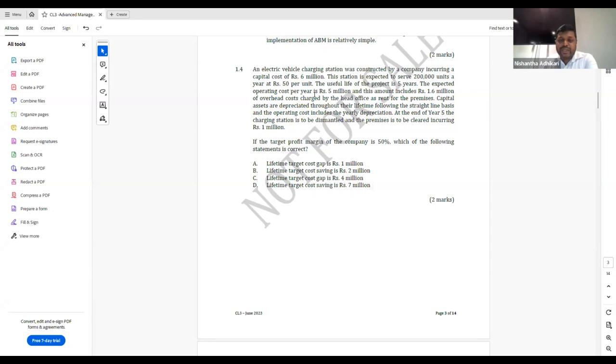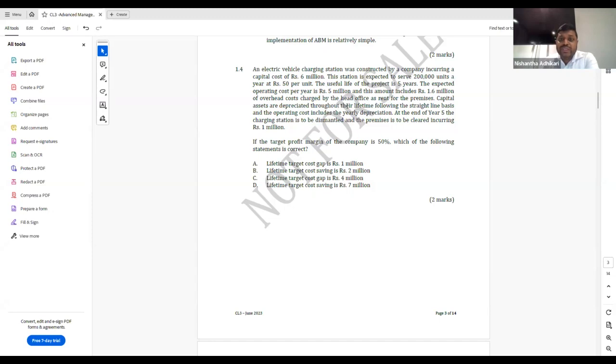The expected operating cost per year is rupees 5 million, and this amount includes rupees 1.6 million of overhead cost charged by the head office as a rent for the premises. All right, they are charging rent 1.6 million. It is included out of this 5 million.